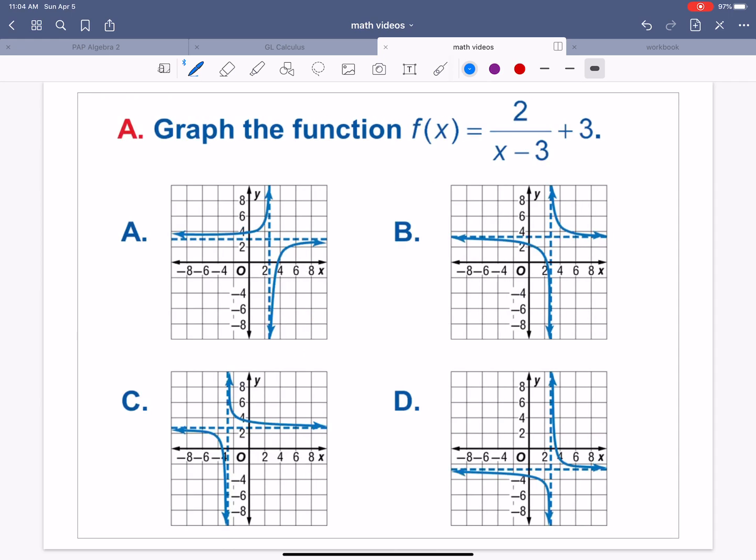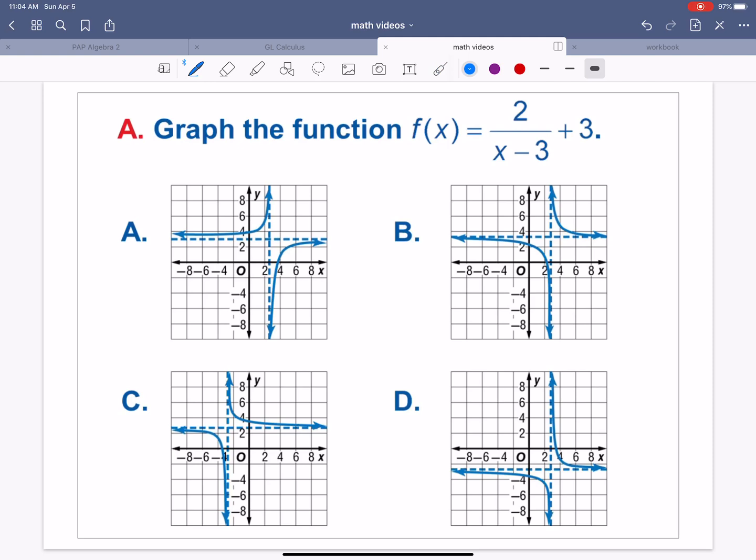Now, the last problem I have for you, example 4, is just a graph matching problem. See if you can do this. You don't have to actually write anything down if you don't need to, but pause the video now and see if you can pick the correct graph that matches this function. Okay, welcome back. Hopefully you have an answer choice in your mind.